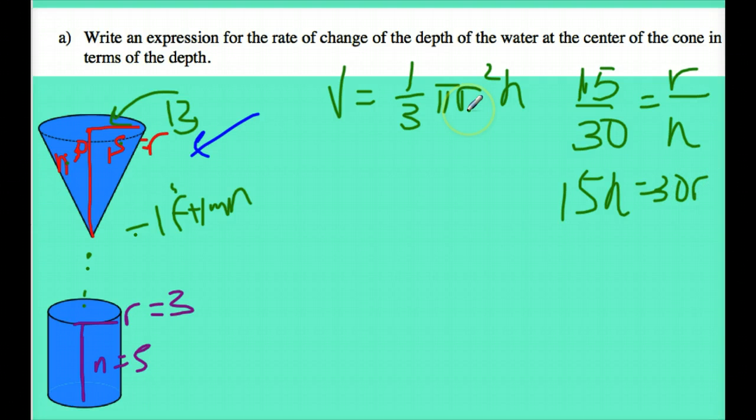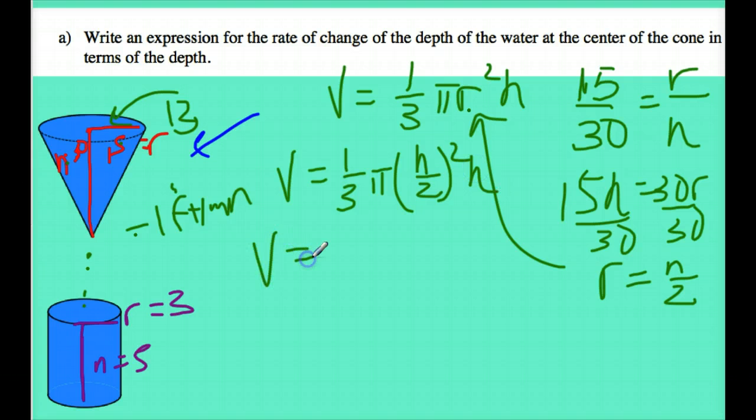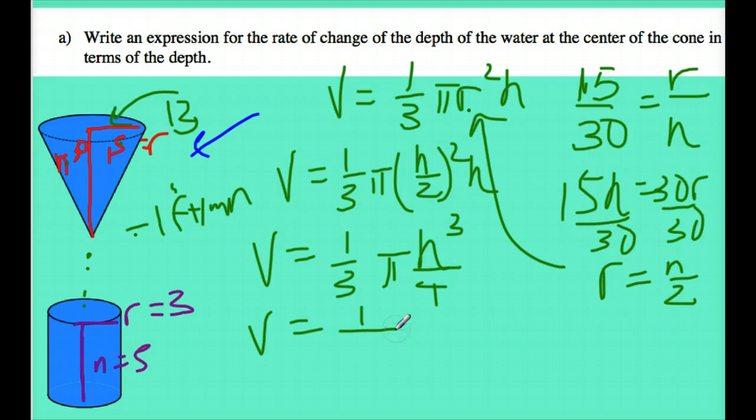Now what I want to do is get rid of this r because I don't want to have to work with too many variables. So if I get rid of that, I see that r is equal to h over 2. So what I'm going to do is plug this into here. And what we get is volume is 1/3 pi, h over 2 squared, h. If I simplify that, I get 1/3 pi h cubed over 4. And if I simplify that again, I get 1 over 12 pi h cubed. So now instead of having 3 variables, I have 2 different variables.